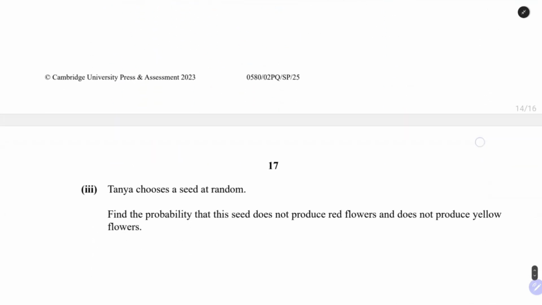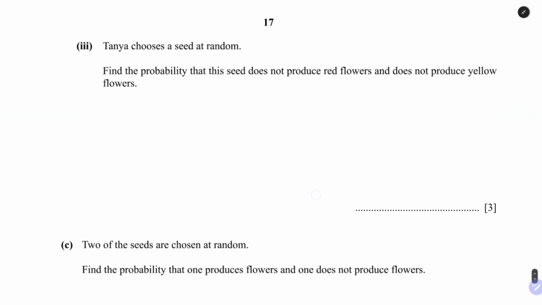To the next question here. Tanya chooses a seed at random. Find the probability that this seed does not produce red flowers and does not produce yellow flowers. So what this is saying is that it doesn't produce red to start with, it doesn't produce red flowers and it doesn't produce yellow flowers.